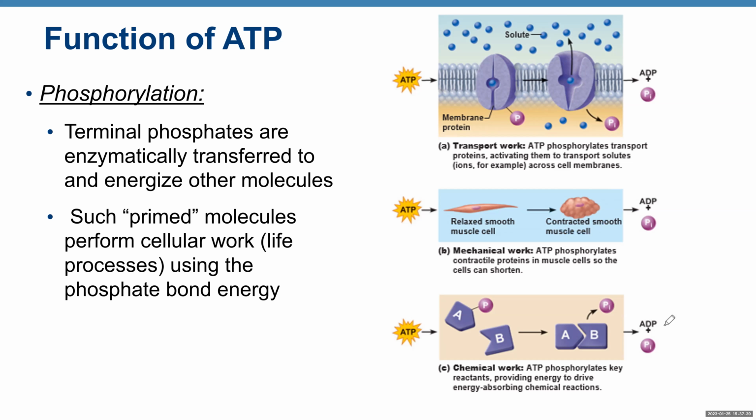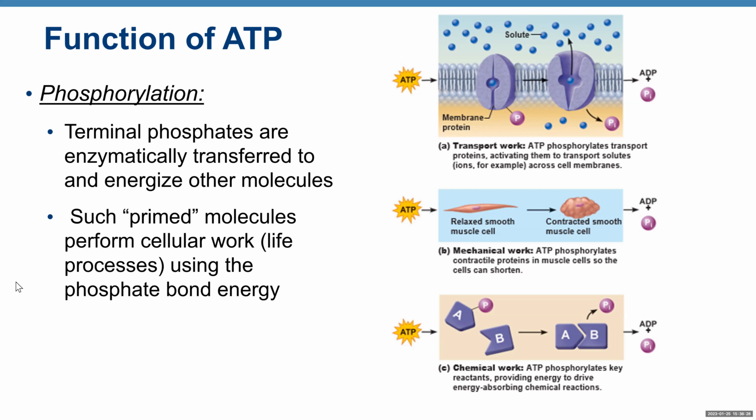Or chemical work, when ATP phosphorylates key reactants, providing energy to drive energy-absorbing chemical reactions. So when you break this bond between phosphate groups, you transfer this phosphate group to another molecule, and you energize those molecules, and they can do different functions, right? Cells can contract, for example, or proteins can change their shape and allow solutes to move in and out of the cell, or even some bigger material. Or you energize different reactants, and the chemical reaction happens, right?